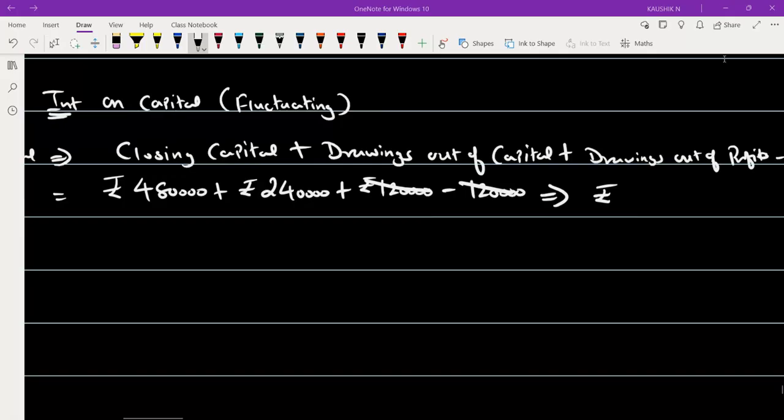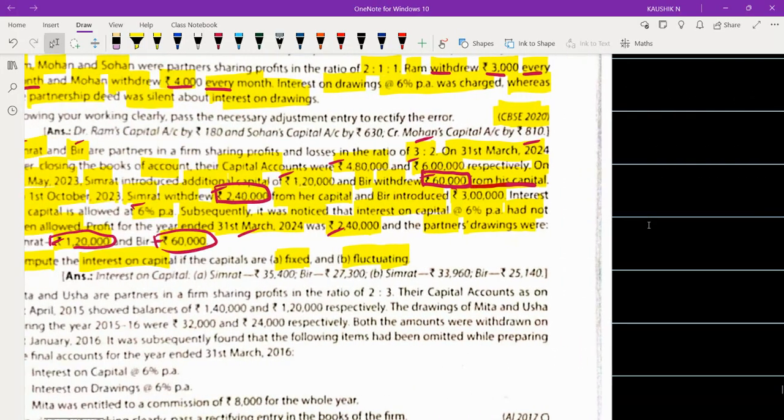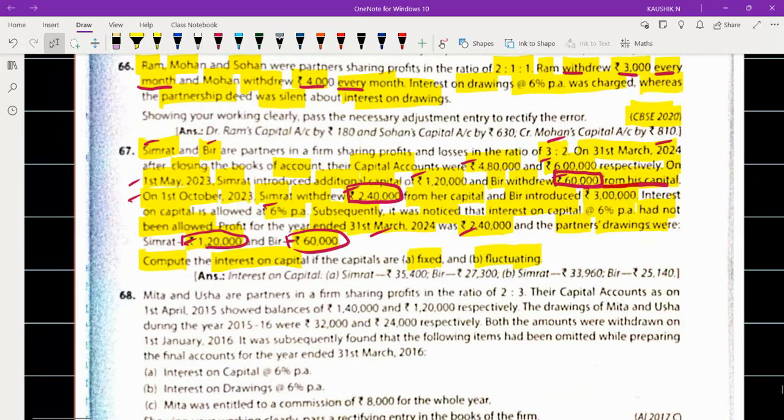Look here. If you look into the fields, for Simrat they are given very clearly. On 1st October 23, Simrat withdrew 2 lakh 40. Right? So where is the 2 lakh 40 from? From the capital. So drawings from the capital is 2 lakh 40.